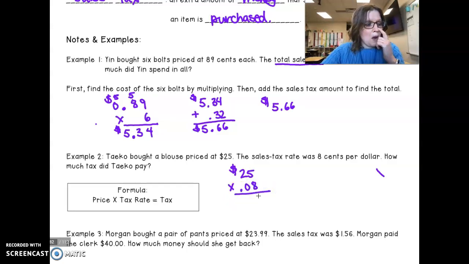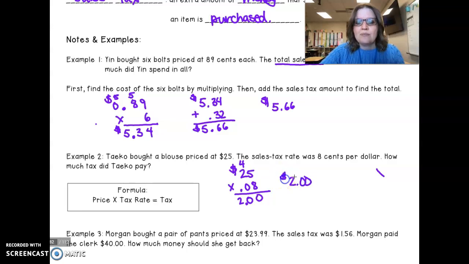Let's do this. Oh, here we go. 5. And this is going to give us the amount of tax, not the whole thing. So 8 times 5 is 40. We put our 4 right here. 8 times 2 is 16 plus 4 is 20. And we put our decimal down. We don't have to go with the next set of zeros. So for $25, at 8 cents per dollar, Takeo will spend $2.